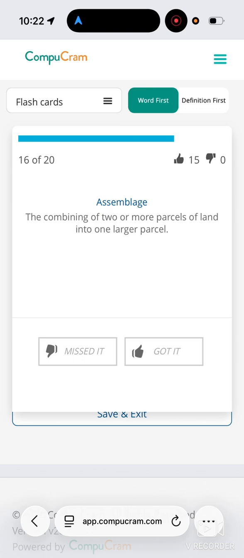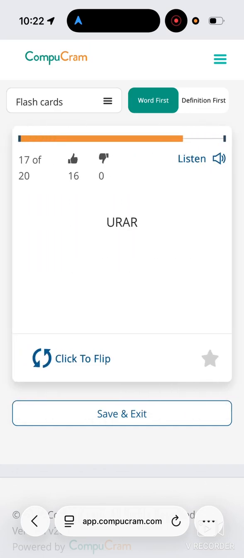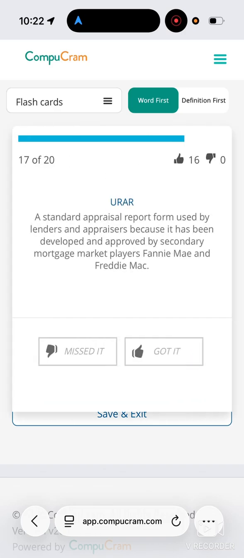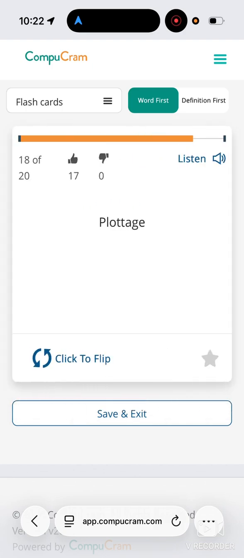Assemblage: the combining of 2 or more parcels of land into one larger parcel. URAR, never heard of this one. A standard appraisal report form used by lenders and appraisers because it has been developed and approved by secondary mortgage market players Fannie Mae and Freddie Mac.